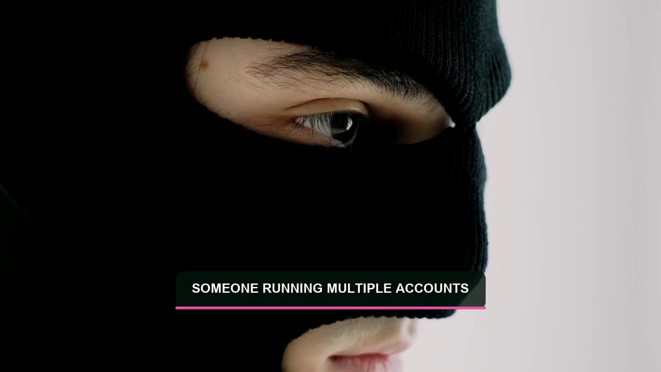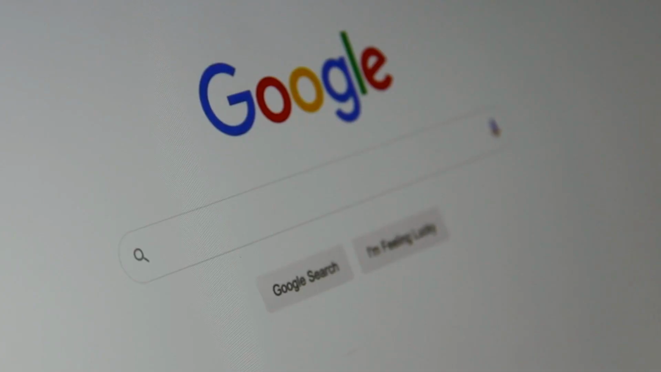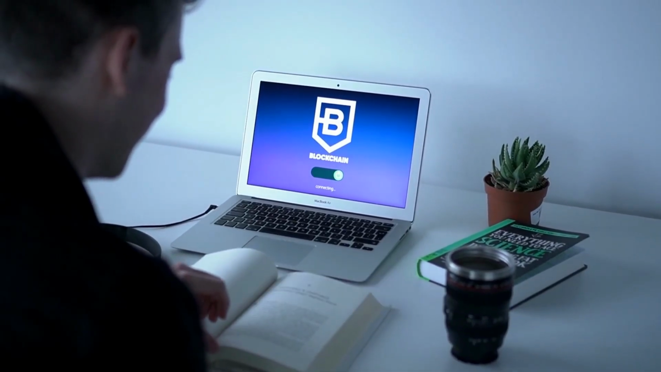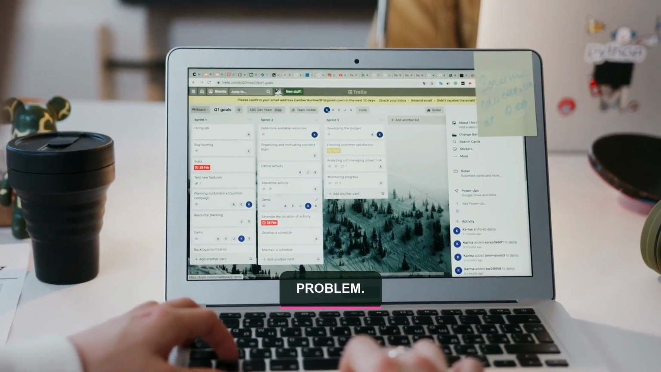Someone running multiple accounts gets a flag on one of them, and the first fix they reach for is incognito mode, or flipping on a VPN. Neither one touches the actual problem.